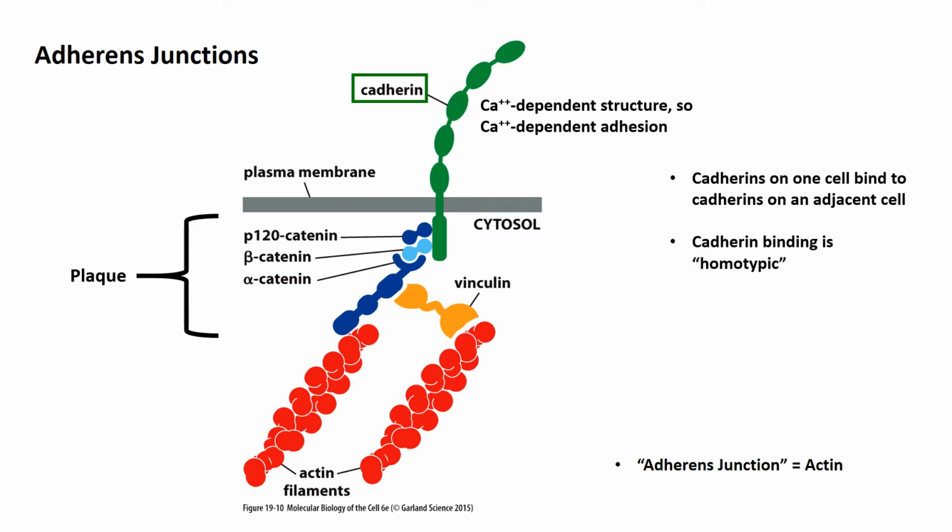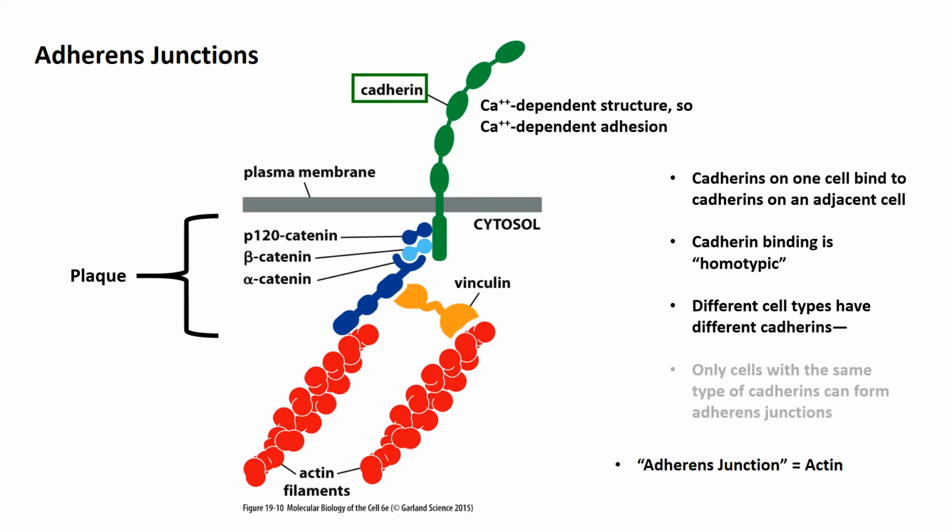Cadherins must be the same on each of the two cell types involved in an adherens junction. This implies that different cell types have different cadherins. The cadherins on epithelial cells are known as E-cadherins, whereas those on neuroglial cells are referred to as N-cadherins, for example. Only cells with the same type of cadherin protein can form adherens junctions.